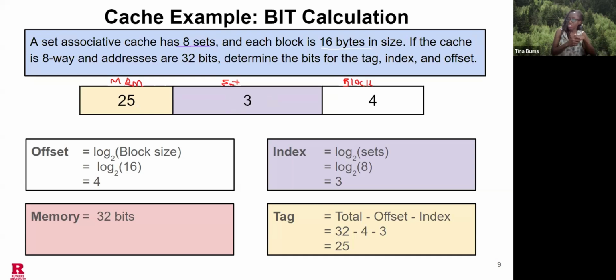After our calculations, we got 25, 3, and 4, with 3 being our index bits, 4 being our offset bits, and 25 being our tag bits. So our number of tag, set, and offset bits are 25, 3, and 4 respectively.